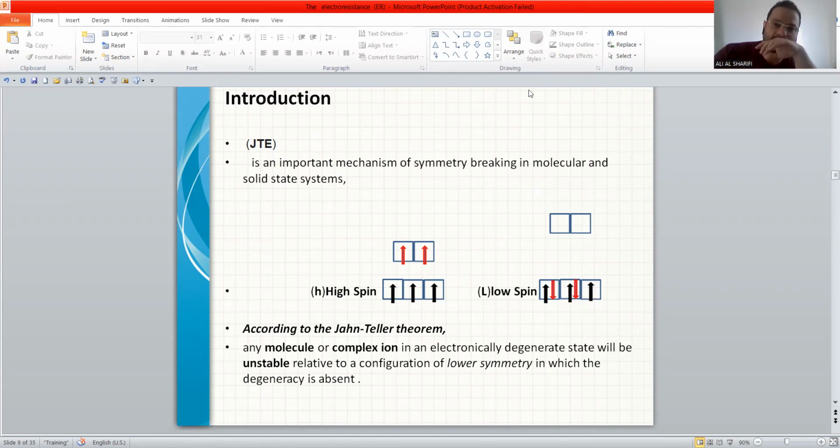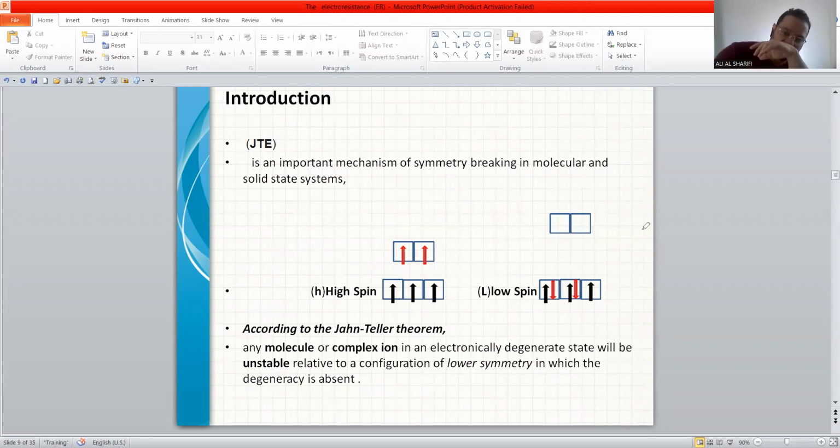But let's take another example. If we have 7 electrons, what will we do? 7 electrons, I will say 1, 2, 3, 4, 5, 6, 7. Okay? But here the situation is different. Why? Because 1, 2, 3, 4, 5, 6, 7. Okay? It's a difference between high spin and low spin.